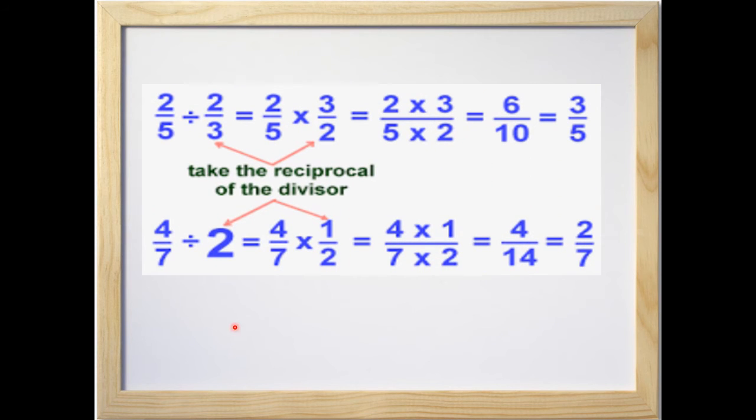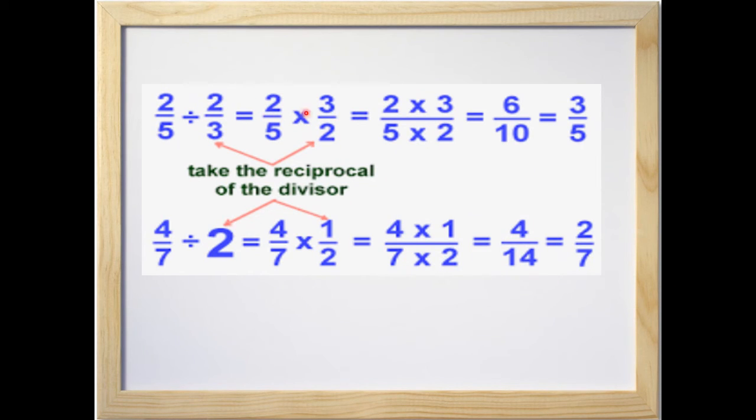Children, we will learn some more examples of division of fractions. So let us take one example, 2 by 5 divided by 2 by 3. We will keep this 2 by 5, the dividend, just like that, change the division sign into a multiplication sign, and then take the reciprocal of the divisor. It will make up 3 by 2.